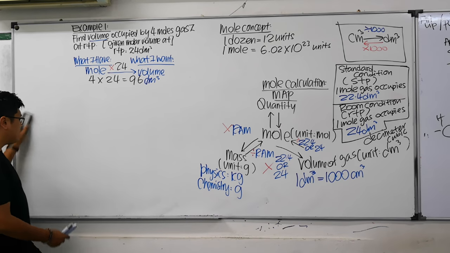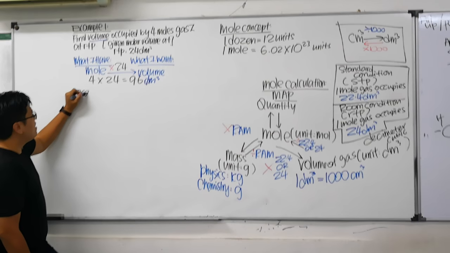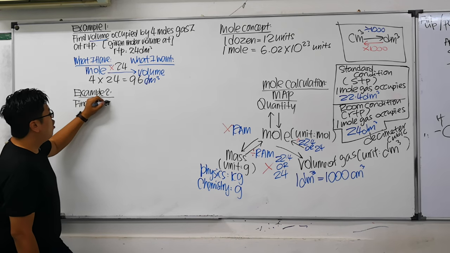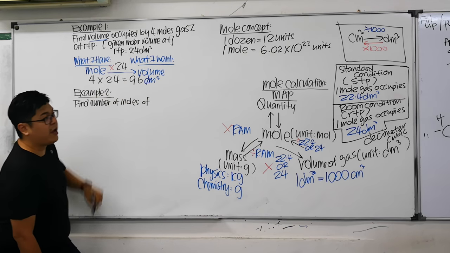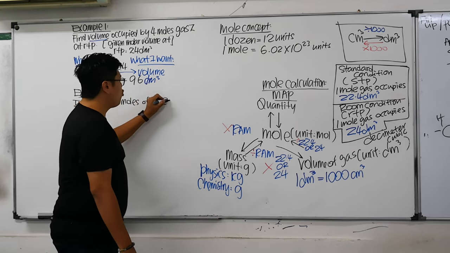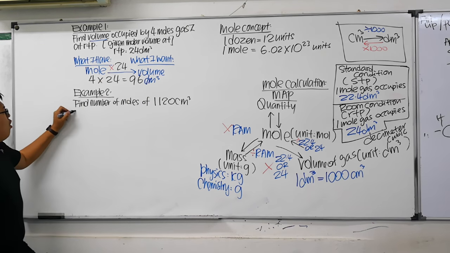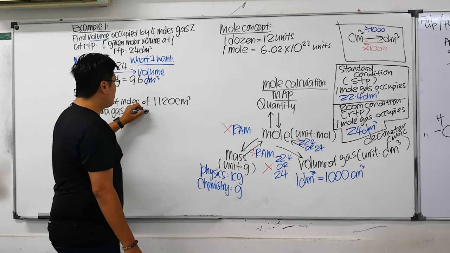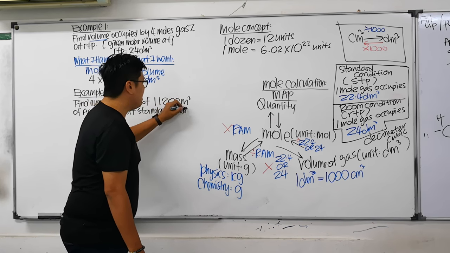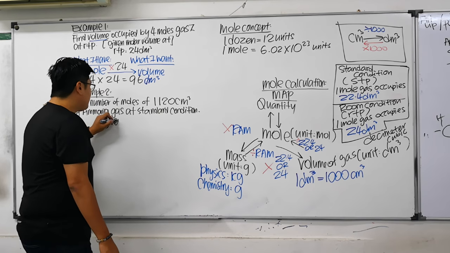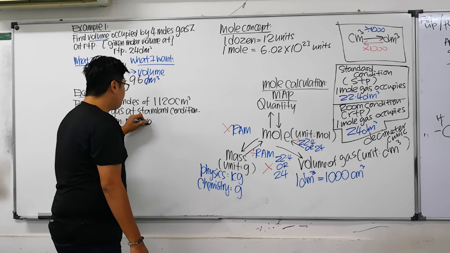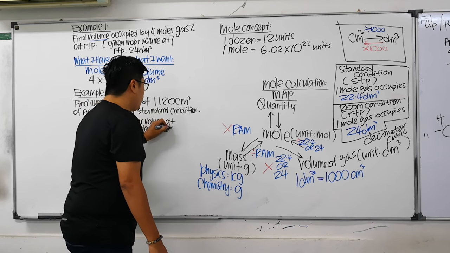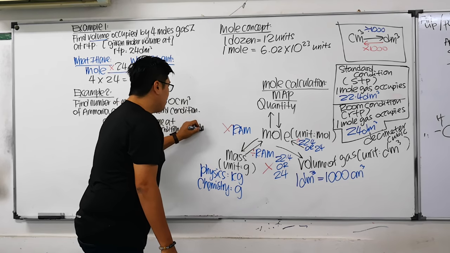Okay, next one, one more example. Let me make the example sound a little bit harder. Example number 2, find the number of moles of 1120 centimeter cube of ammonia gas at standard condition. Okay, so this is how the question sounds. You are given the molar volume: at standard condition, the molar volume is given to be 22.4 dm3.